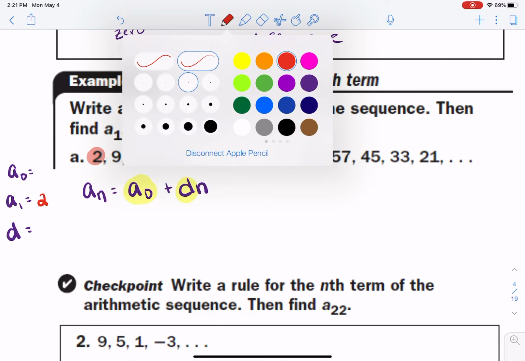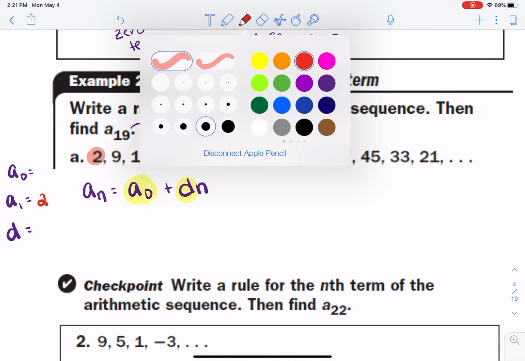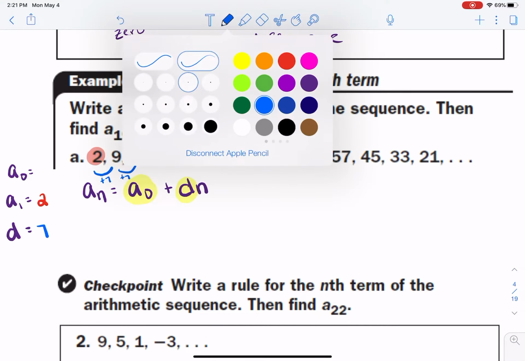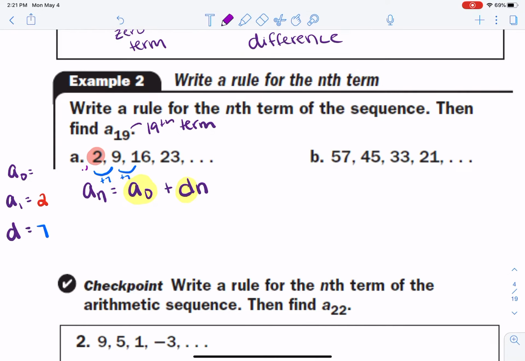And our common difference, I can see each time it looks like we're adding 7. So our common difference is 7. But what about our 0 term? The 0 term is like, well, what happened before? If we were to go backwards, subtract 7, that would be -5. And -5 plus 7 is 2, so that still works in our sequence. So -5 is our 0 term.